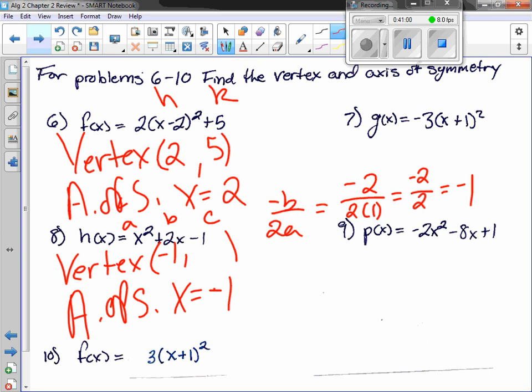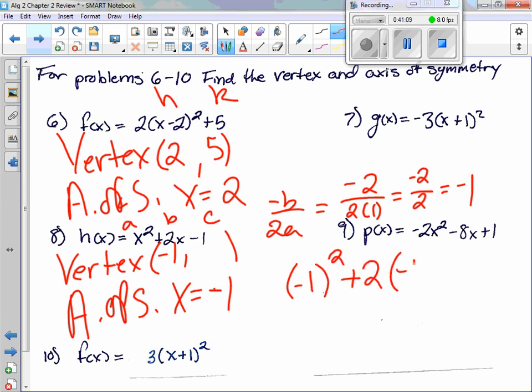Now, to find the y value, you have to plug that value back into the function. So this function is x squared, so we'd have negative 1 squared, plus 2 times x, so 2 times negative 1, minus 1. I plug that value back into the function. You could simplify this or do this in the calculator, but negative 1 squared would be 1, minus 2 minus 1, which simplifies to negative 2. And that's what we get for this here. That would be our answer for this one here.